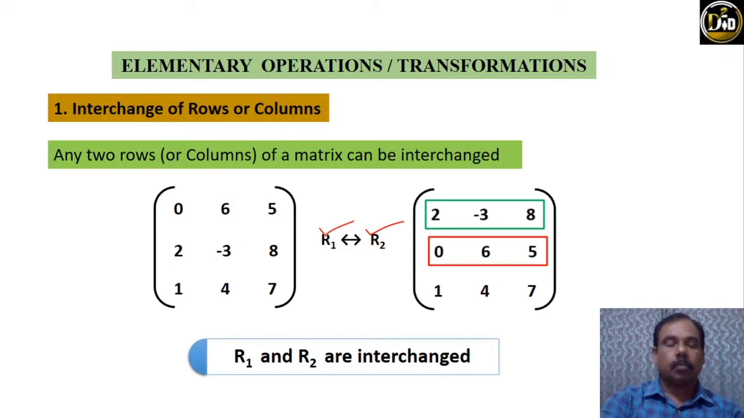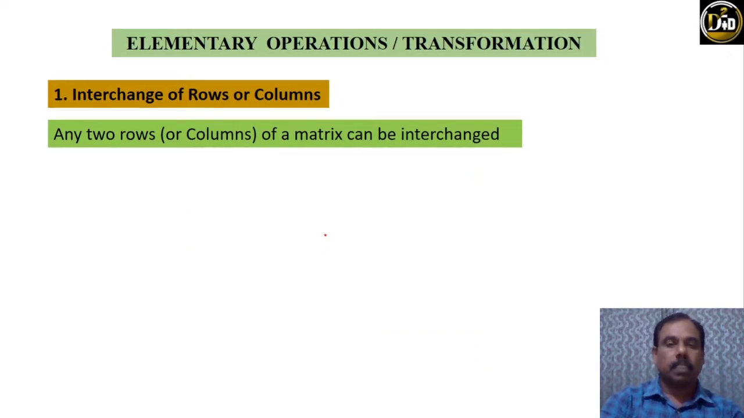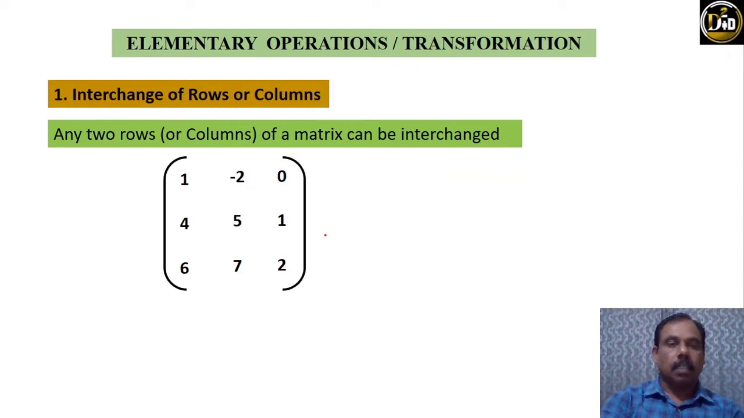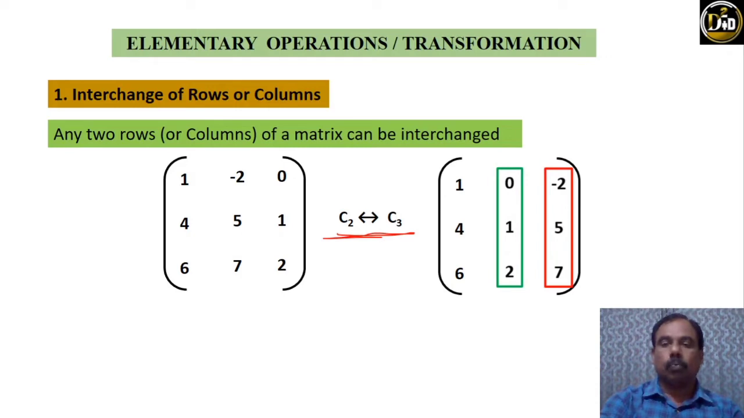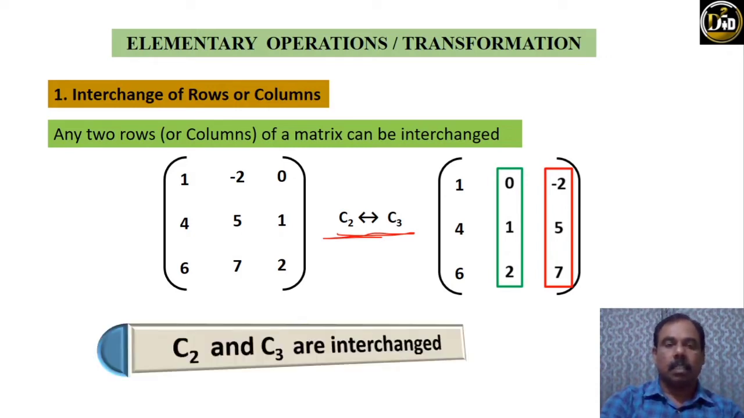Now let us see this property by taking column operations corresponding to that. Let 1 minus 2, 0, 4, 5, 1, 6, 7, 2 be the given matrix. We perform an operation C2 implies and implied by C3. That means C2 and C3 are interchanged, the second column and third column are interchanged, and we get a new matrix, that is 1, 0, minus 2, 4, 1, 5, 6, 2, 7. C2 and C3 are interchanged.